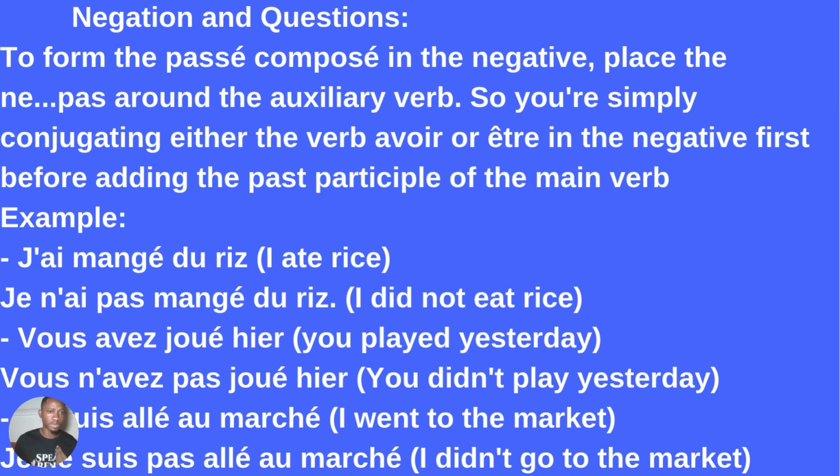I also added negations for you. How do we use negations in the past? I didn't eat, I didn't come, I didn't sleep, I didn't whatever. To form the passé composé in the negative, place the ne pas as in the present. You put the verb in between the ne pas, right? It's the same thing in the past.